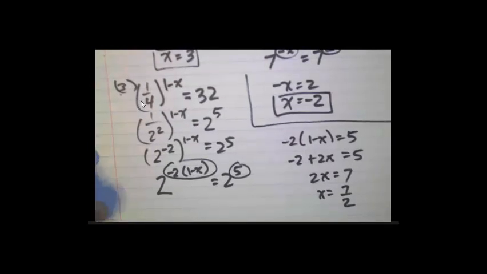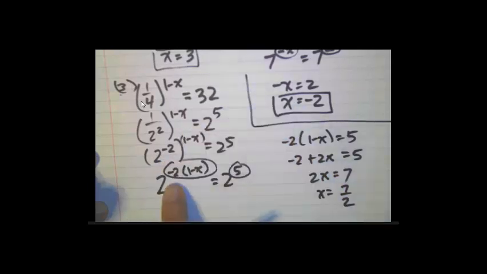So now you can see all the steps. 2 to the negative 2 to the 1 minus x. And then this is a power to a power. So you're just multiplying negative 2 times 1 minus x. And then you equate the exponents.